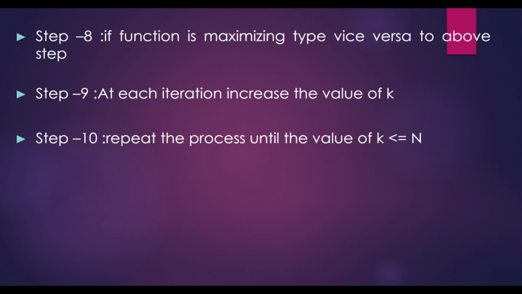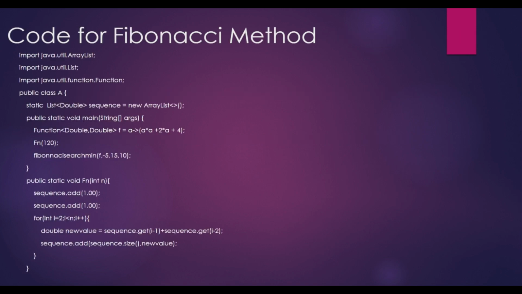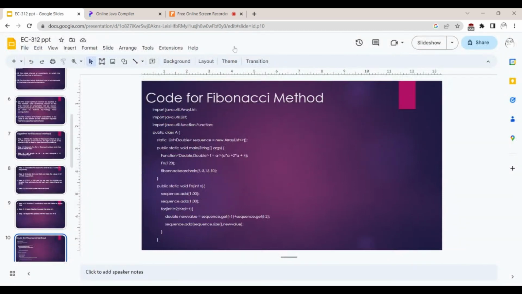We have written the algorithm for the minimizing type. Now if you want the algorithm for the maximizing type, we have to reverse steps 6 and 7. At each iteration we have to make sure that the k value is increased. Repeat the process until the k value is less than or equal to n. Now I will explain the code of the Fibonacci search method.